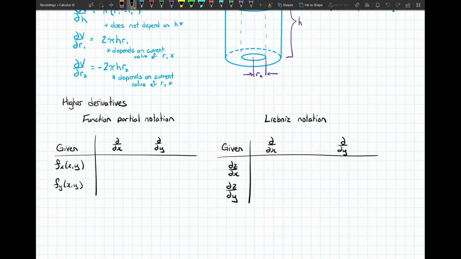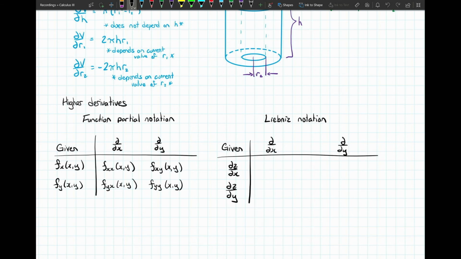Now, function partial notation is pretty easy to follow. If we have the first partial derivative of f with respect to x, and we differentiate with respect to x a second time, we just add a second subscript: f_xx, evaluated at (x, y). And if we have the first partial derivative of f with respect to x, and now we want to differentiate with respect to y, we'll just have f_xy evaluated at (x, y). So basically, we're just adding a second subscript on, and the order of differentiation is from left to right.